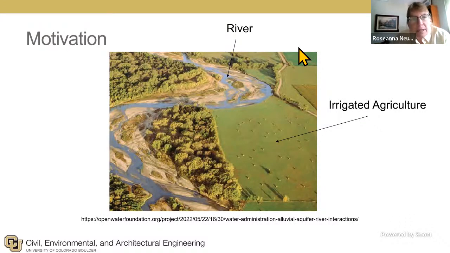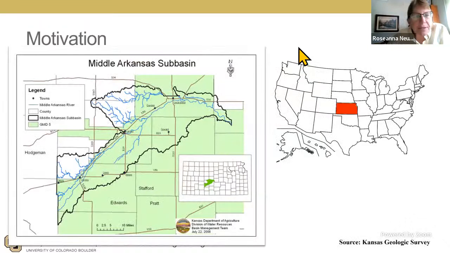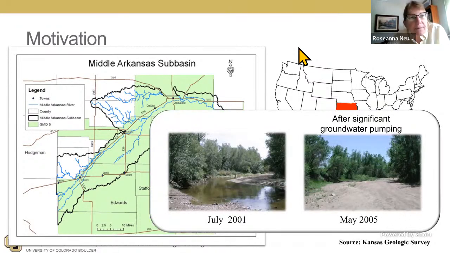And what might happen, I'll show you in a picture here. This is going to be from the Middle Arkansas subbasin in Kansas. So I highlighted Kansas in red on the right, and the location that we're looking at is in central Kansas. You can see the green on the map in the middle of the screen. And here's a picture of the Arkansas River in July of 2001, and then also again in May 2005.